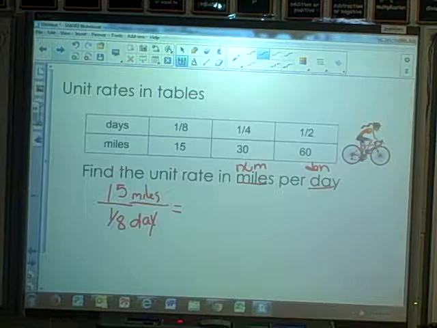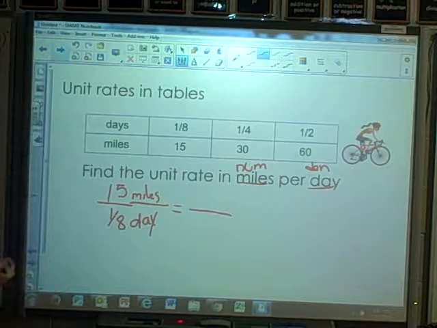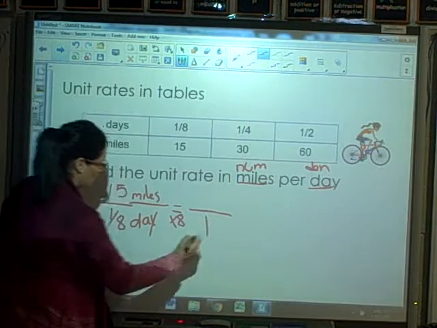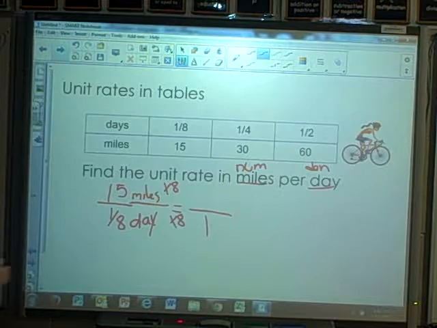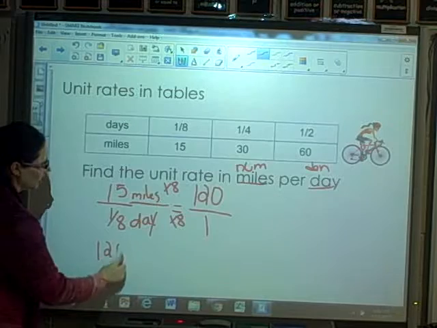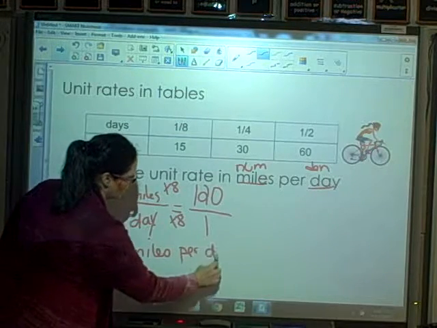15 divided by 1/8, we want to change that into a 1. So again, this is a complex fraction where you really multiply by the reciprocal to get your answer. 15 divided by 1/8 is the same as 15 times 8. So if I times it by 8, I'm going to get 1 day. 15 times 8 is 120. So my answer is 120 miles per day.